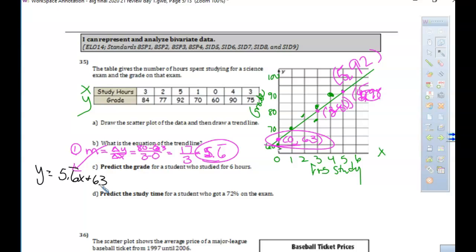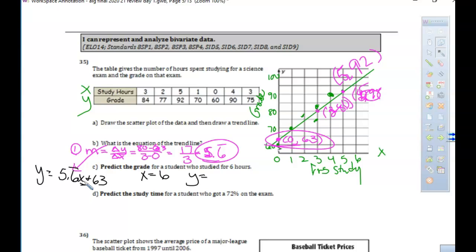So it says predict a student for 6 hours. Oh, that means when x equals 6, what do I get y equal to? So I am going to replace this x with 6 and solve. Now, could someone else have had a totally different equation? Could they have had y equals 5x plus 60? Yep. And I would count that right? So it depends on where you draw your line.